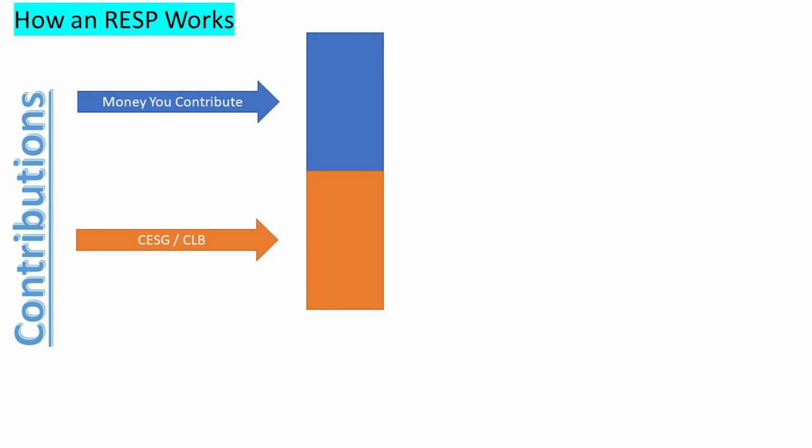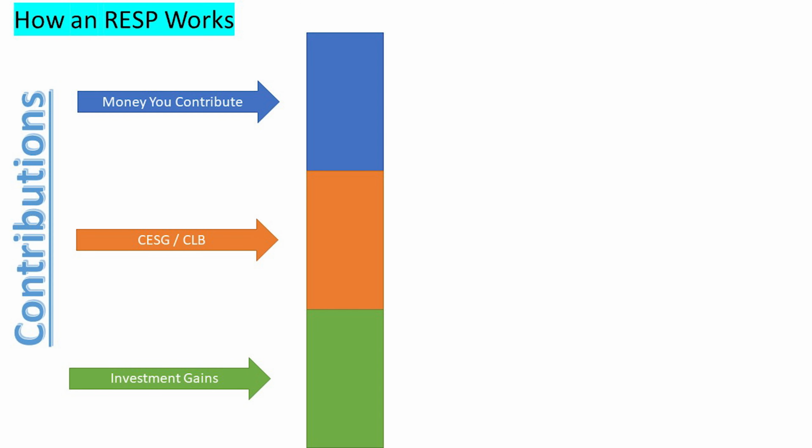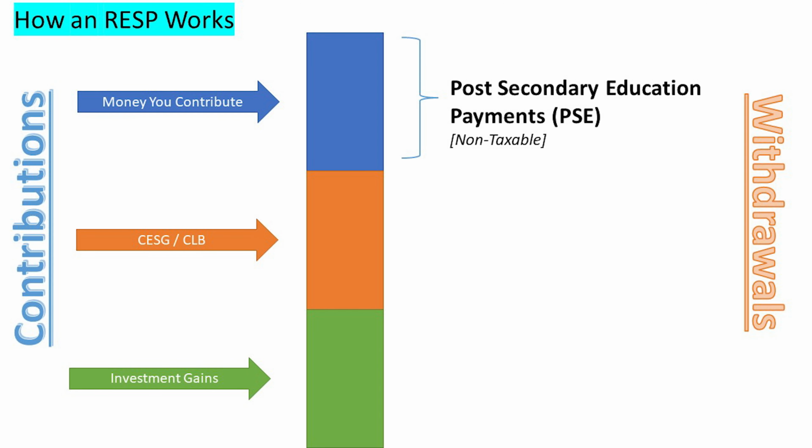The ultimate goal of an RESP is to fund your child's future education expenses, and ultimately, your child will need to withdraw this money. Let's talk about how you can actually access this money when the time comes. Only the person who set up the account and made the contributions can actually make those withdrawals. They're known as a subscriber. And there are three main components of an RESP. One, the funds you've been contributing. Two, the free government money you've been collecting. And three, the gains of the investments you've made. And withdrawals of the contributions made by the subscriber are called post-secondary education payments, or PSE, and they may be sent to either the subscriber or the beneficiary.